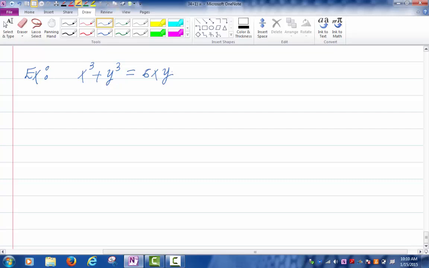The question is, how do you find the derivative of that function y? And the answer is you use implicit differentiation. So what do we do? Well, we take the derivative of both sides, right? So I take the derivative with respect to x of x cubed plus y cubed, and I also take the derivative with respect to x of 6xy.